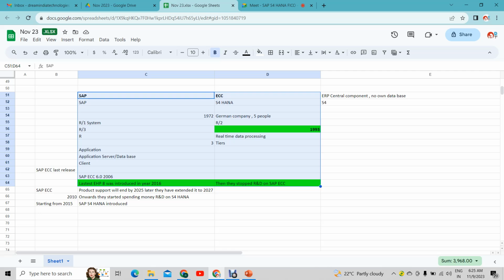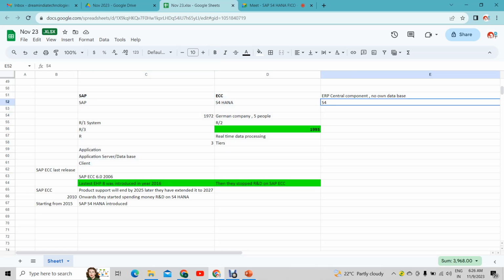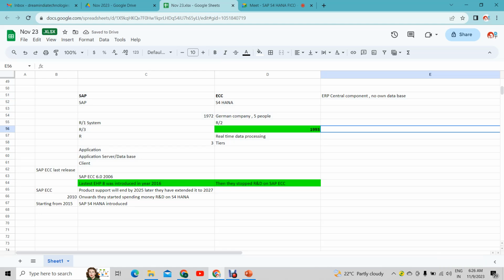In SAP ECC, they use other databases like Oracle. But as for HANA, they have their own database, the HANA database. Is that correct? That is correct.